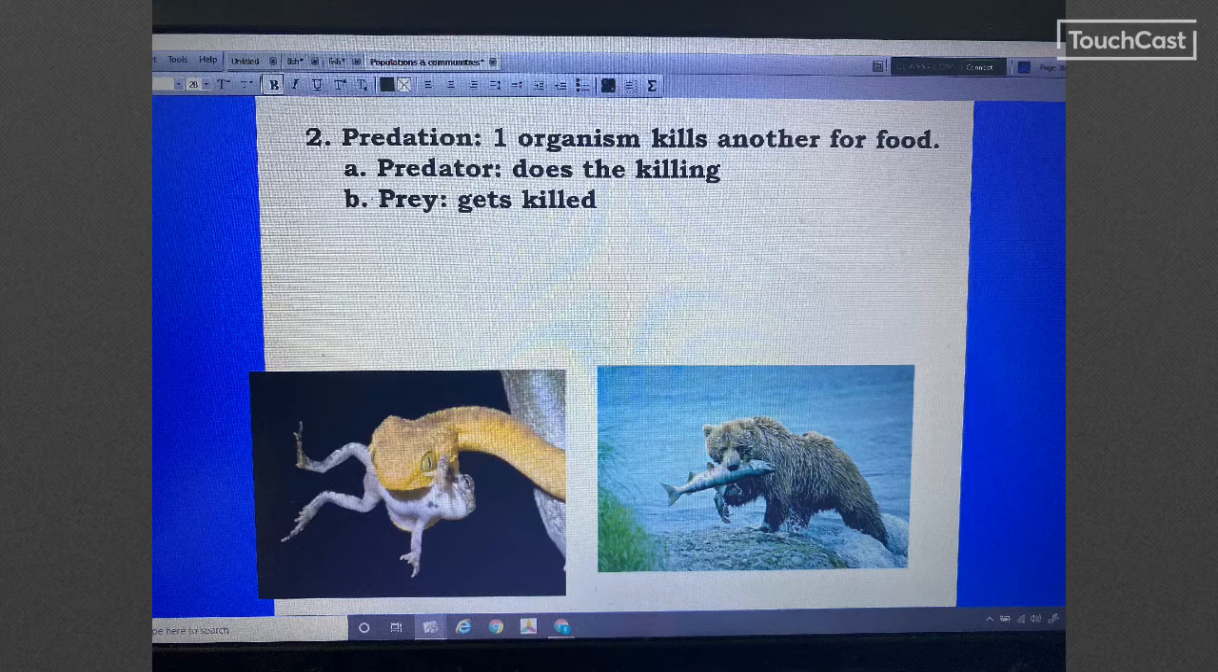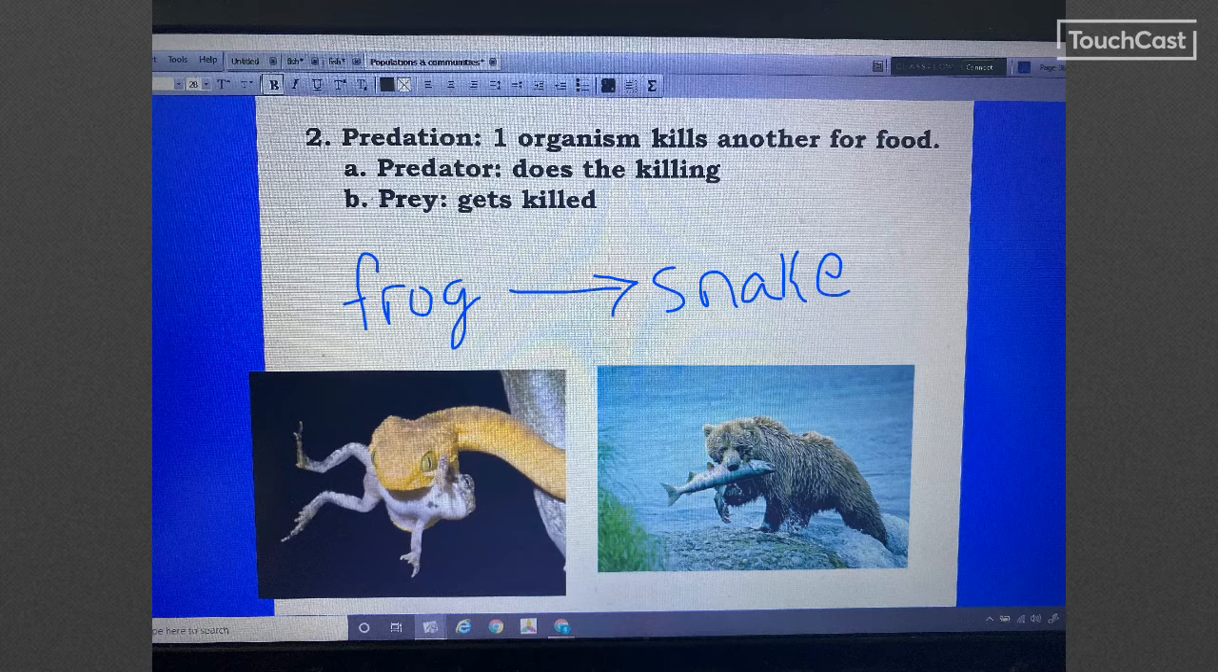And how we would say that in our food chain would be the fish gives bear energy, or the frog gives the snake energy. So if I was writing out a food chain for one of those, I would put frog gives the snake energy. Okay? And then before the frog, I could say a fly or an insect gives the frog energy, and so forth.